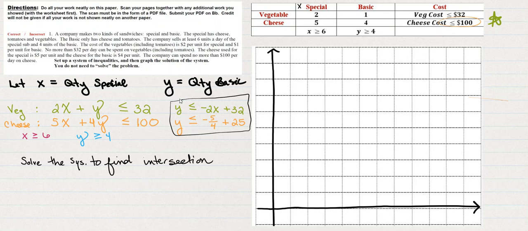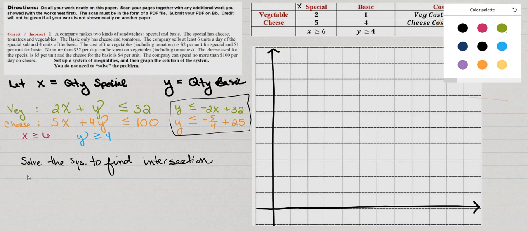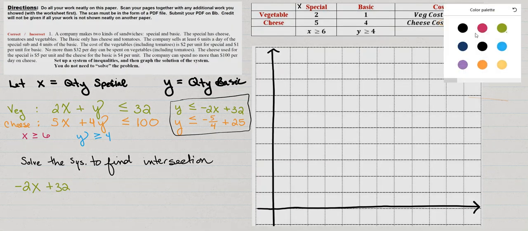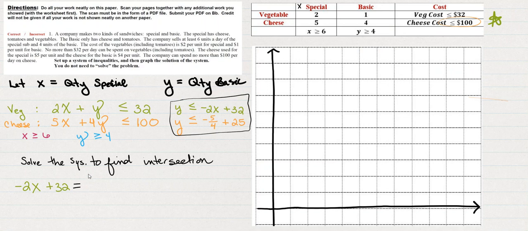And I'm going to go ahead and do that before I graph, just so I can keep on track with my graph. Really easily, I could use a substitution method since they're both solved for y. So I could set the two equal to each other. If they're both equal to y, the negative 2x plus 32 is going to be equal to negative 5/4 plus, oh, I left the x off of there, didn't I? Negative 5/4 x plus 25.